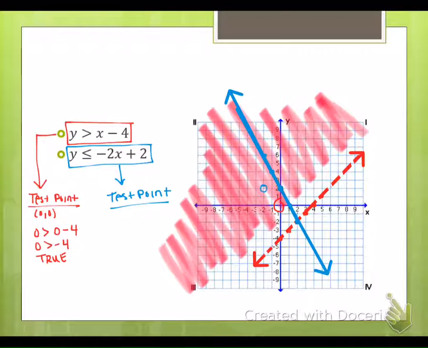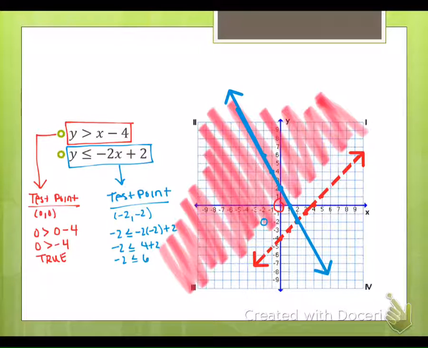Negative 2 is a, well, that's not negative 2, negative 2. Negative 2 is down here, is a point below the line. So let's try that. So that's negative 2 is less than or equal to negative 2 times negative 2 plus 2. So 4 plus 2. So is negative 2 less than or equal to 6?